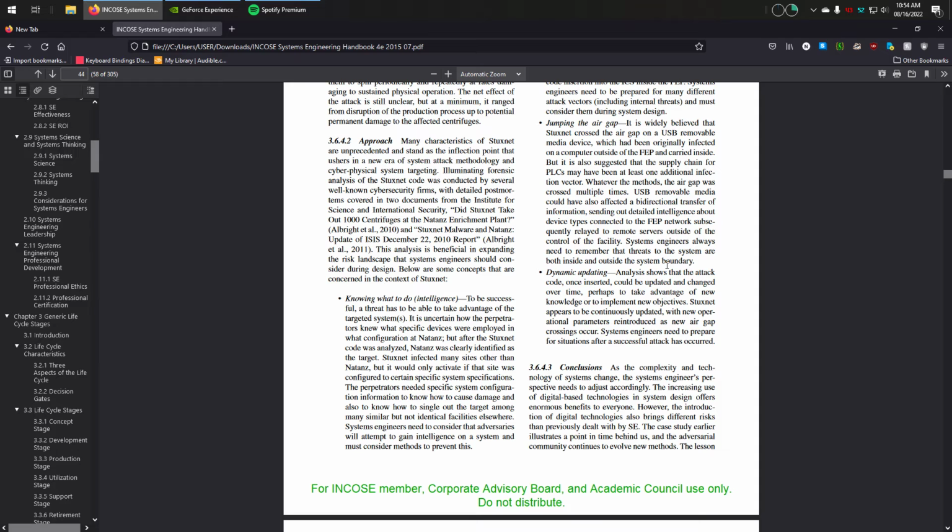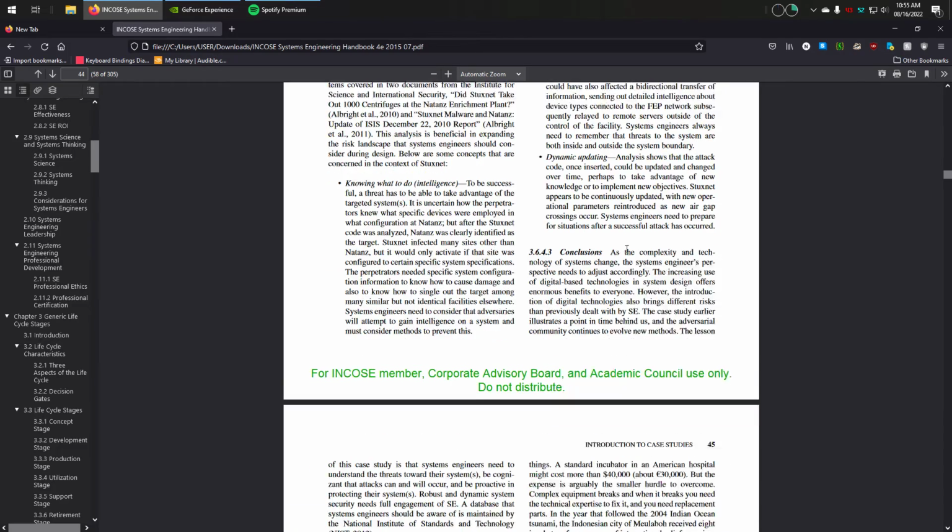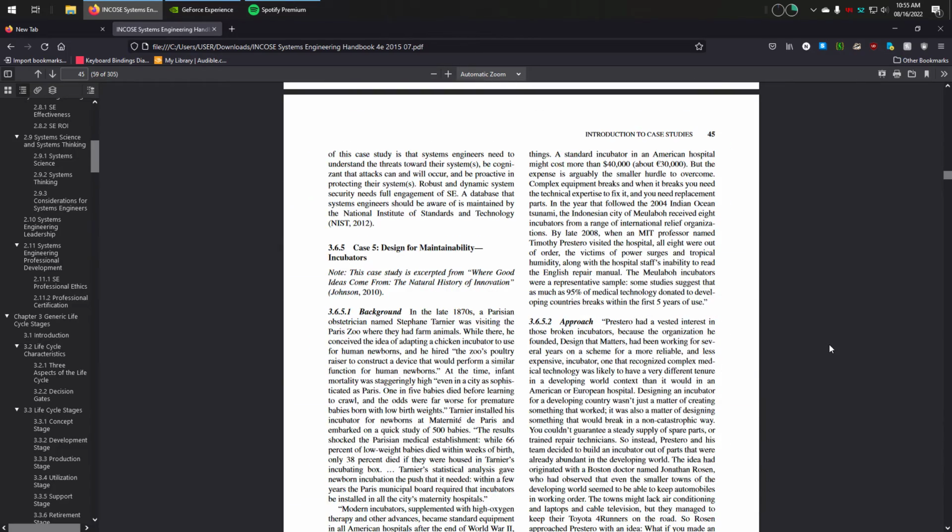3.6.4.3 Conclusions. As the complexity and technology of systems change, the systems engineer's perspective needs to adjust accordingly. The increasing use of digital-based technologies in system design offers enormous benefits to everyone. However, the introduction of digital technologies also brings different risks than previously dealt with by systems engineering. The case study earlier illustrates a point in time behind us, and the adversarial community continues to evolve new methods. The lesson of this case study is that systems engineers need to understand the threats towards their systems, be cognizant that attacks can and will occur, and be proactive in protecting their systems.